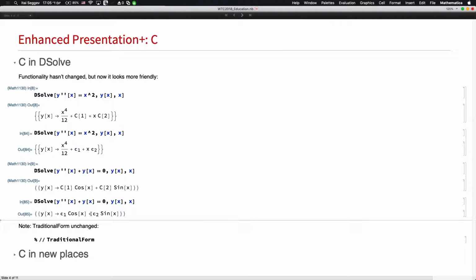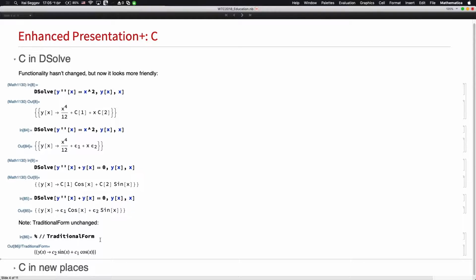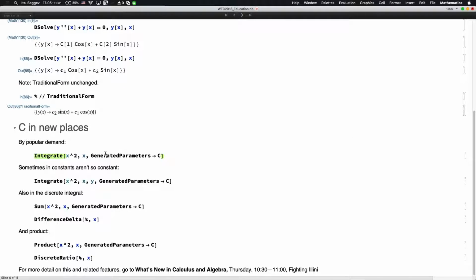Again, we now get pretty formatting, C1 cosine of x, C2 sine of x. The traditional form is unchanged. Already we use subscripts. So this half of the slide is just a change in presentation. But we now have C in lots of new places. So for example, by popular demand, we have it in Integrate. If you want the plus C, say GeneratedParameters goes to C, and voila, you get a plus C.